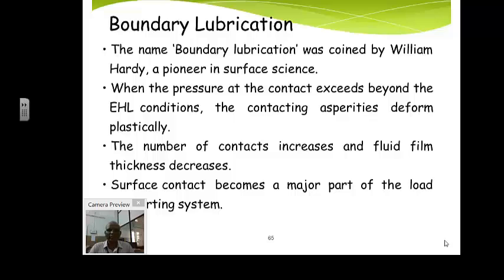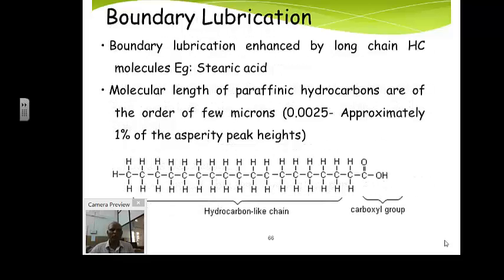When the pressure of the contact exceeds beyond EHL conditions, the contacting asperities deform plastically. The number of contacts increases and the fluid film thickness decreases. Essentially, the surface contact becomes a major part of the load supporting system. The boundary lubrication is enhanced by long chain hydrocarbons. A typical example is stearic acid, which has a length of about a few microns. The length of the hydrocarbon chain is approximately 1% of the asperity peak heights.